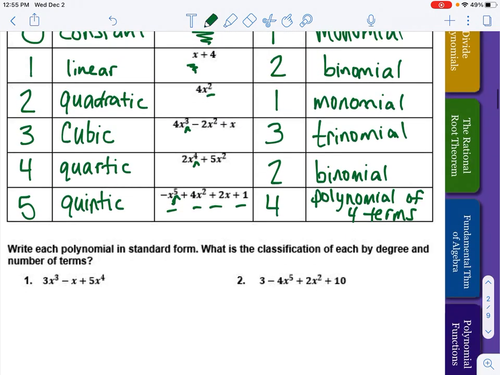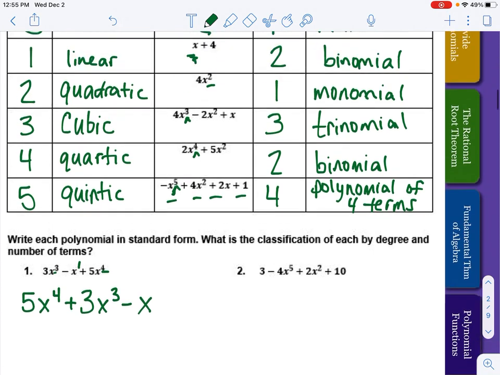So the first thing we need to do is write this in standard form. Remember, standard form is degrees from greatest to least, biggest to smallest. 5x to the fourth, keep the signs in front, plus 3x cubed minus x. That is our standard form, greatest to least degree. And then our biggest degree is 4, so it is a quartic. And there are 3 terms, so it is a trinomial.